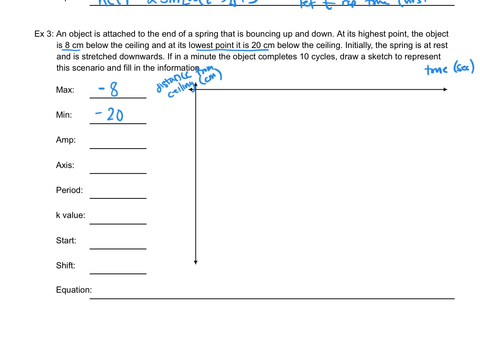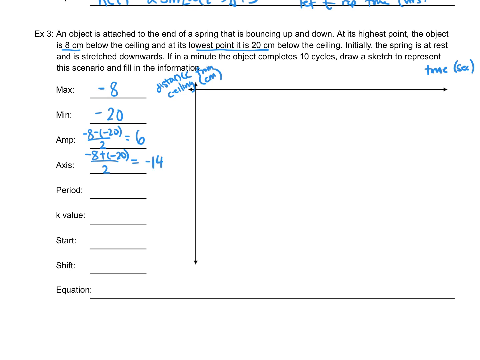With that, we can get our amplitude and our axis. For this example, I'm going to change it up and I'm going to find my amplitude and axis first, and then I'll go to my scale and my sketching. So for the amplitude, I want to do the maximum minus the minimum and divide that by 2. So that would give me 12 over 2, which is 6. So there's the amplitude. For the axis, I'm going to add, so -8 plus -20, which is -28. Divide that by 2 and -14.